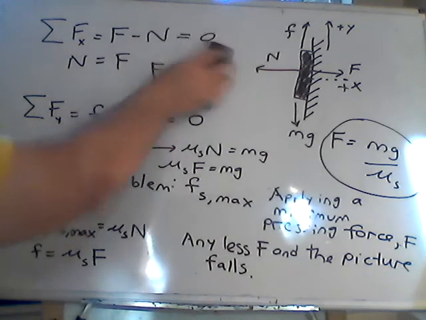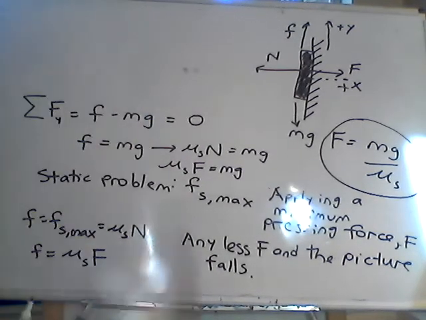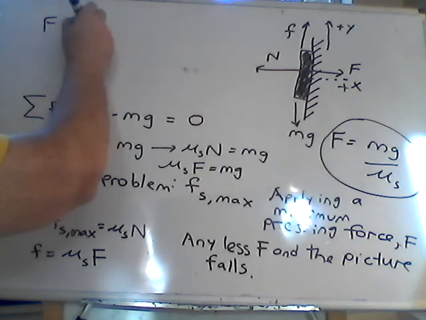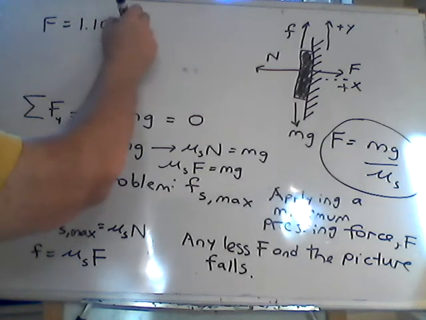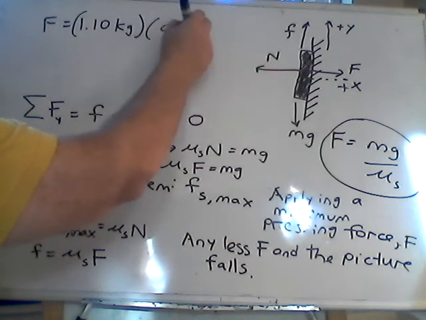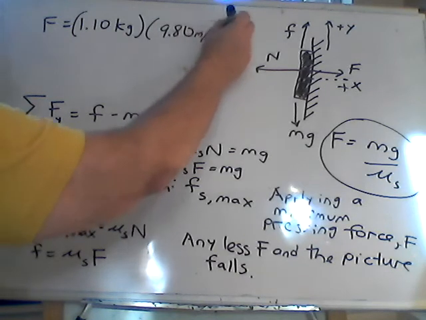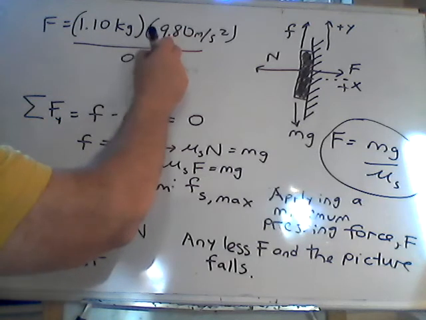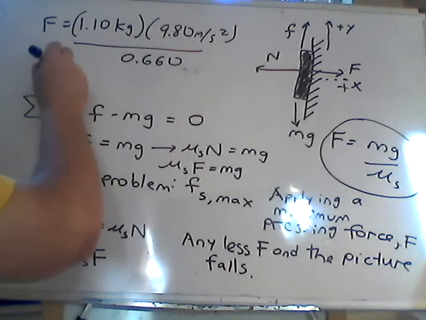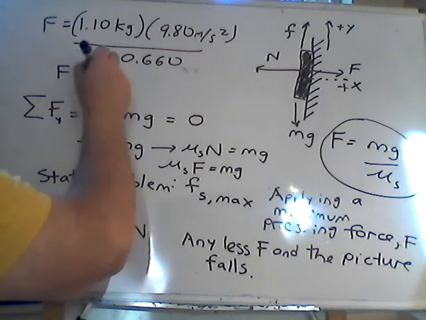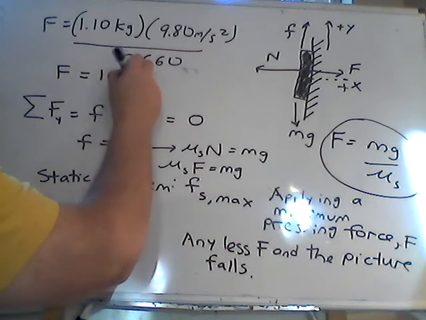I'm gonna erase this top equation. So the application force is 1.10 kilograms times 9.80 meters per second squared divided by 0.660. When I do all this, I find out that the application force that I need to apply so that the picture does not slide is 16.3 newtons.